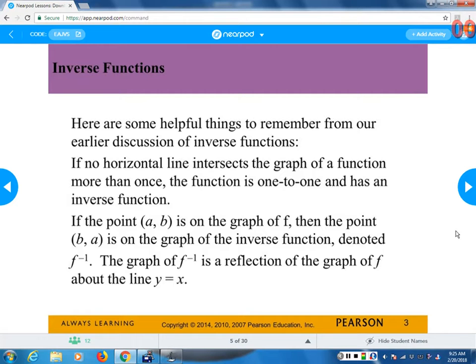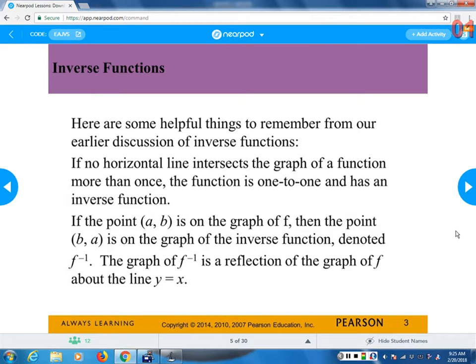So you need to remember some things about inverse functions from Math 1710: the horizontal line test for inverses. If no horizontal line intersects the graph of a function more than once, the function is one-to-one and has an inverse. And also, if the point (a, b) is on the graph of f, then the point (b, a) is on the graph of the inverse function, denoted f inverse. So this is just a review.